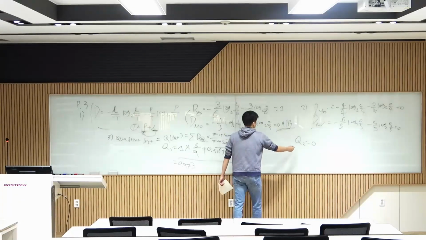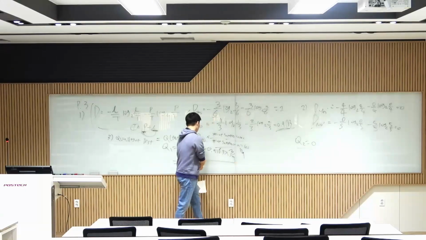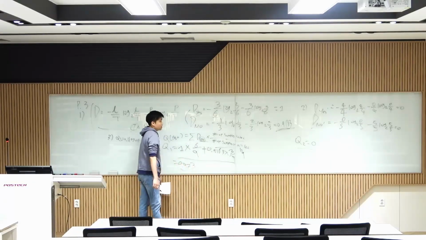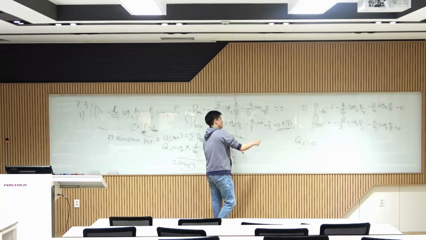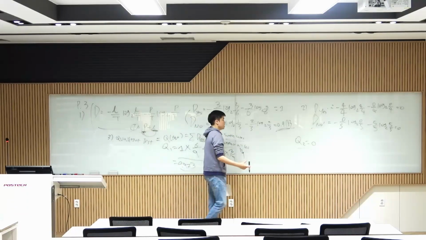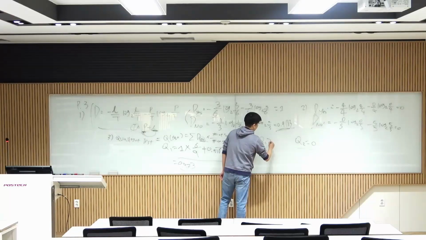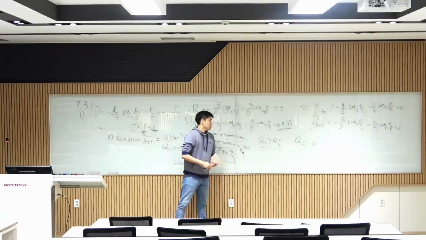Now Q2 is 0 and Q1 is 0.973. As you can see in the lecture note, the smaller the quality of test, the better the feature. So Q1 is bigger than Q2. So we can say that attribute 2 is better than attribute 1.